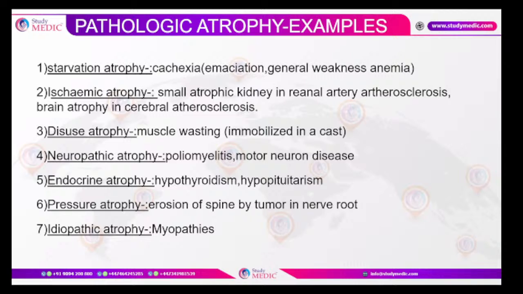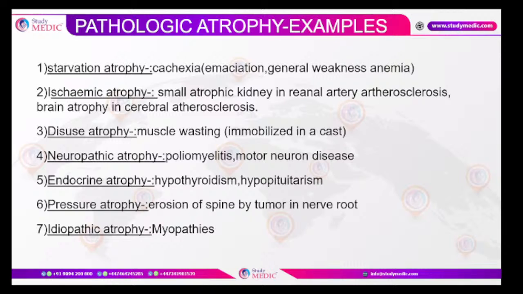And then we have ischemic atrophy. Whenever there is any kind of pathology, let's say cerebral atherosclerosis, there could be brain atrophy. And also whenever there is renal artery atherosclerosis, it could result in an atrophic kidney. Disuse atrophy is muscle wasting. That is, whenever the limb is immobilized in a cast, there would be muscle wasting.